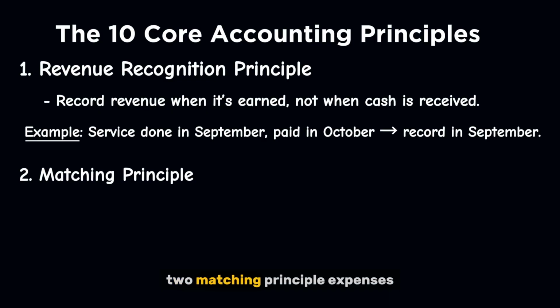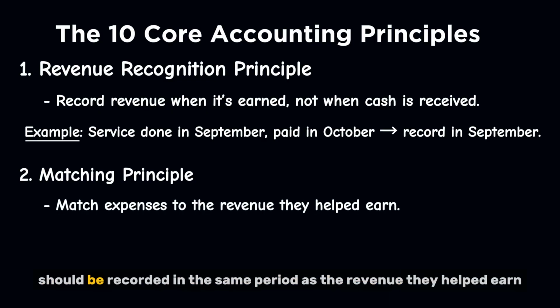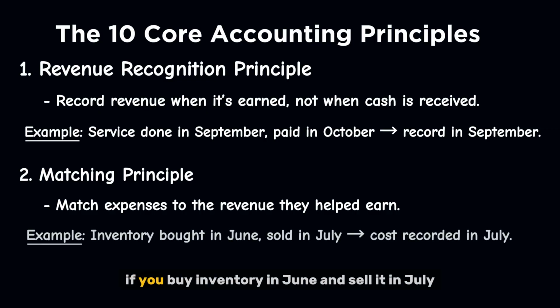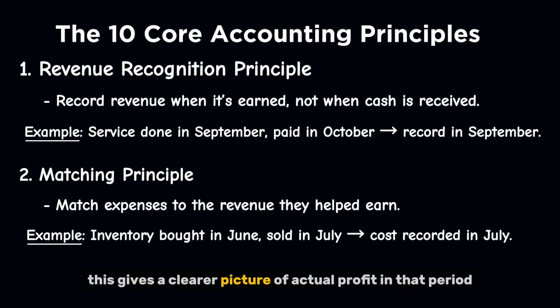2. Matching principle. Expenses should be recorded in the same period as the revenue they helped earn. If you buy inventory in June and sell it in July, the cost is recorded in July, not when you paid for it. This gives a clearer picture of actual profit in that period.